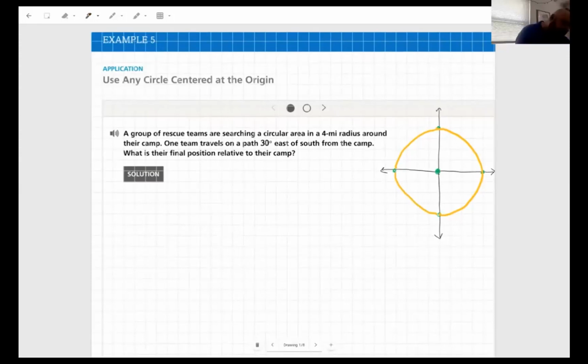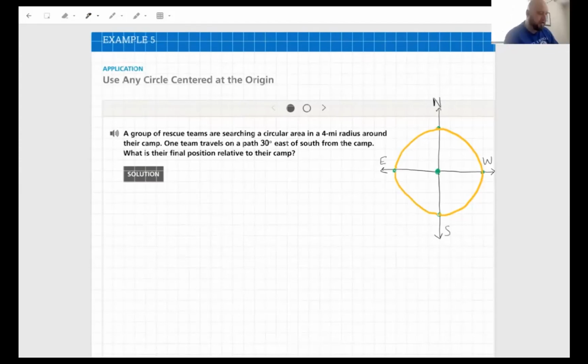One team travels on a path 30 degrees east of south from the camp. So I'm not sure if you guys know this, hopefully you should, it's pretty basic. This is north. This is west. This is east. This is south.